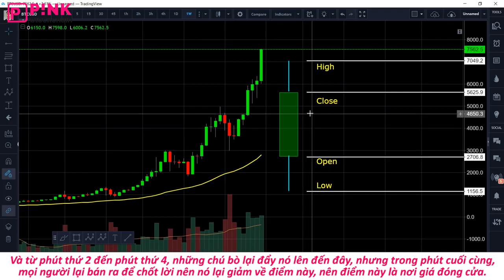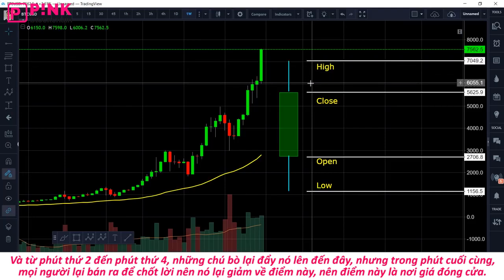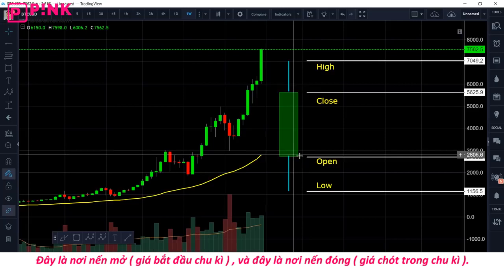And then now let's say in the next 2 to 4 minutes of the 5-minute candle, the bulls have pushed it all the way up here, all the way up to here. But in the last minute of the candle closing, the bears or people taking profit have basically just sold it back down to over here, okay? So here is where it closed. So here's where it opens and here's where it closes.